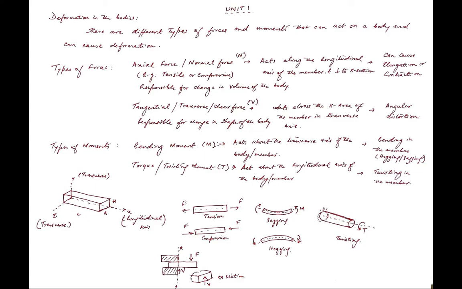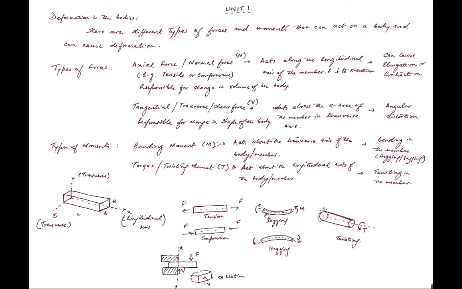Okay, so if a moment is acting about the transverse axis, meaning about y or z, okay, like this, y or z. So what it does, it creates bending in the body. And how it will bend the body, like in sagging mode or hogging mode. Okay, so it will depend on how the moment is applied.